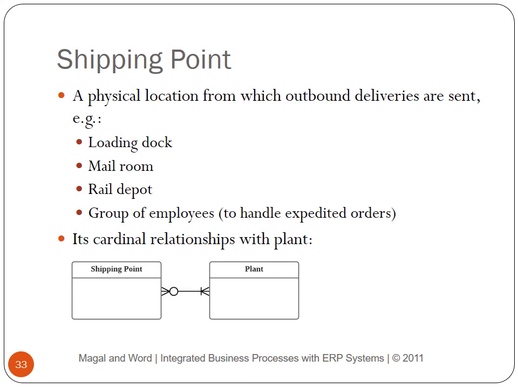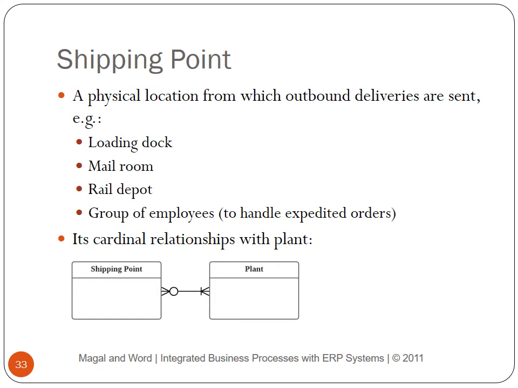A shipping point is a location in a plant from which outbound deliveries are shipped. It can be a physical location such as a loading dock, a rail depot, or a mailroom. It can also be a designated group of employees who, for example, handle express or special deliveries.